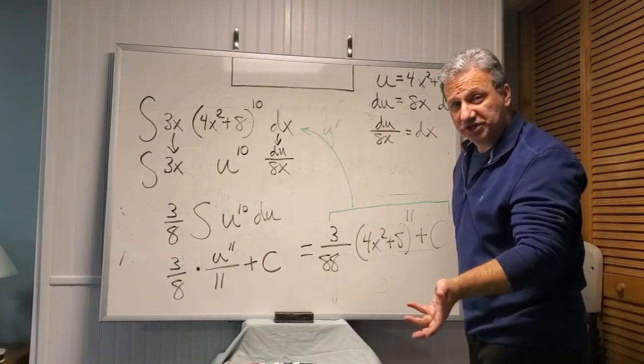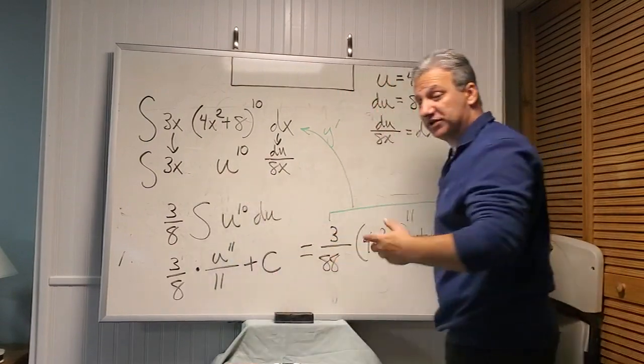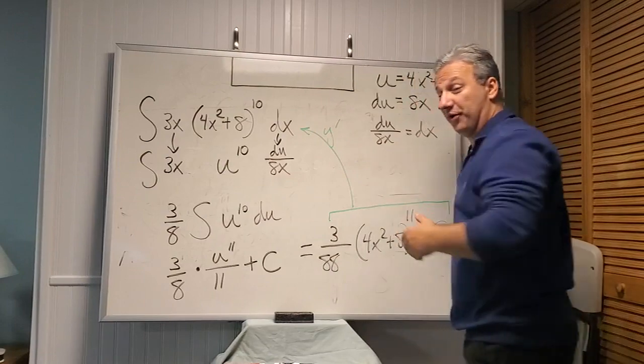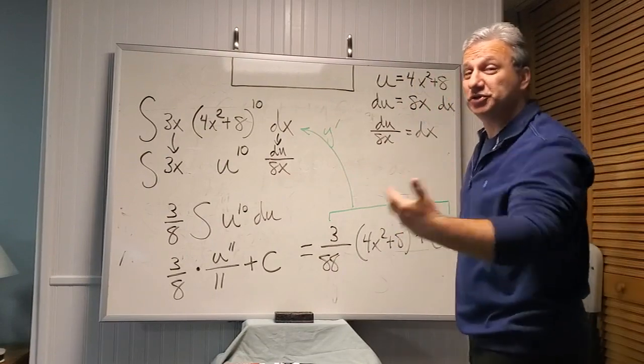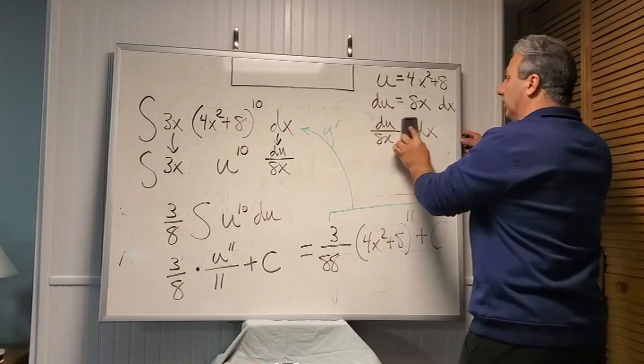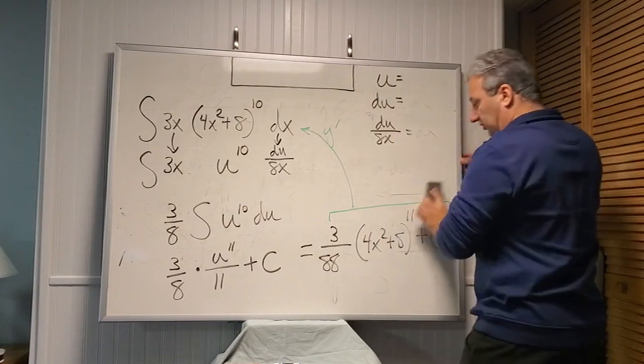Why is it called a U-sub? For the obvious fact, I'm using the letter U. You can call it a W-sub and just use the letter W. I don't care. It's called a substitution technique. We typically use the letter U. Cool. All right. So let's do it again.